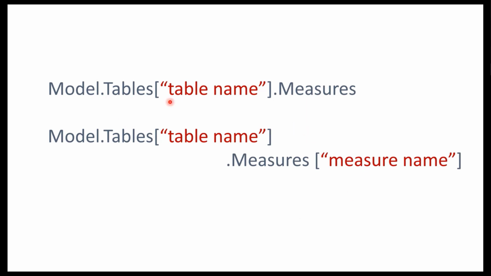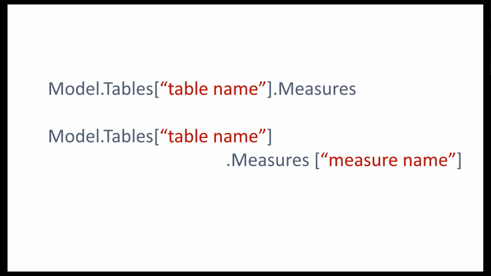We have the table. It's really important to always specify the table, because every object has its place and measures are living in the tables. So just call the table by its name and then you get all the measures from the table, or just call a measure by its name and then you just get this one specific measure.